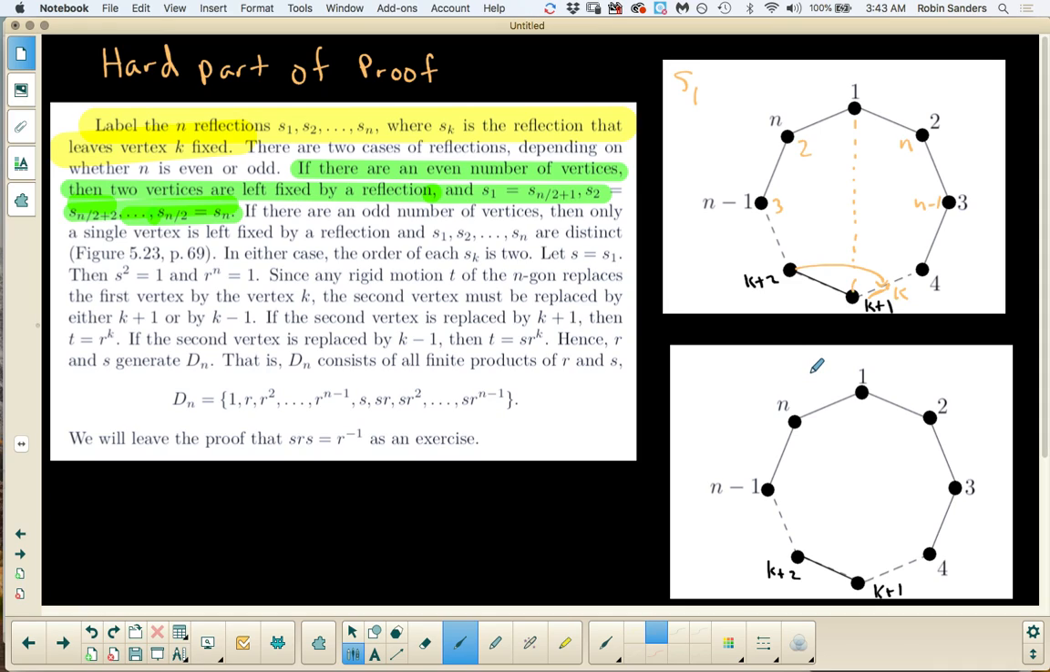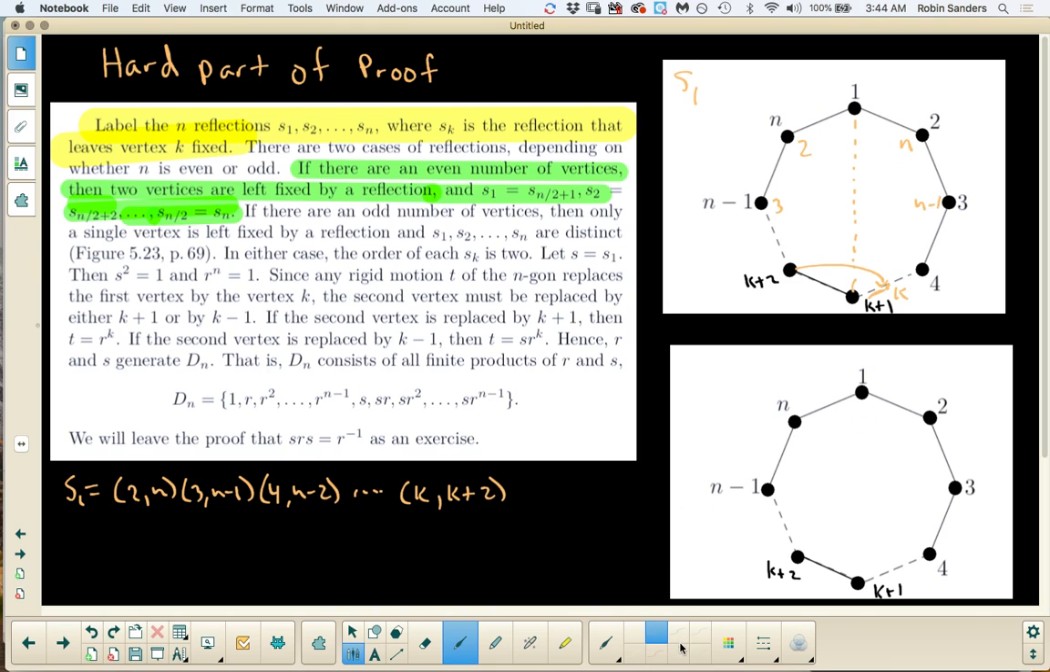So S1 would look like that one. S1 looks like 2 goes to n, 3 goes to n minus 1, 4 goes to n minus 2. You keep going until you finally get to k, and k goes to k plus 2, because k plus 1 and 1 are both fixed by S1.